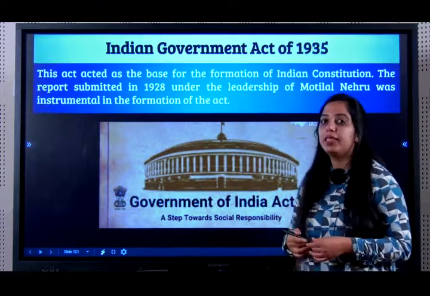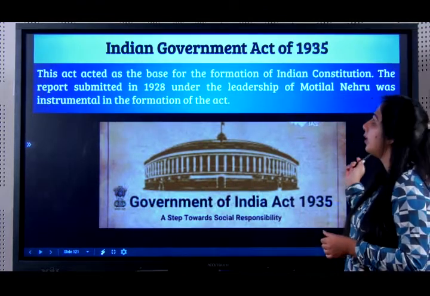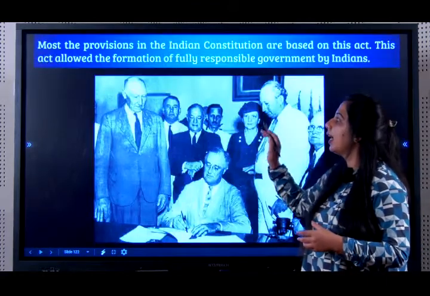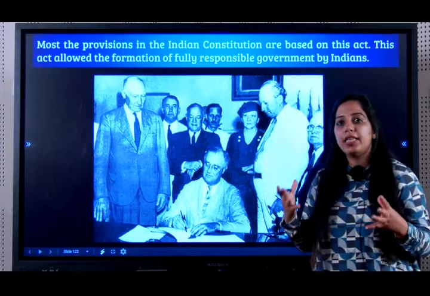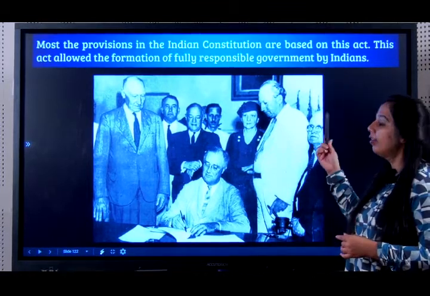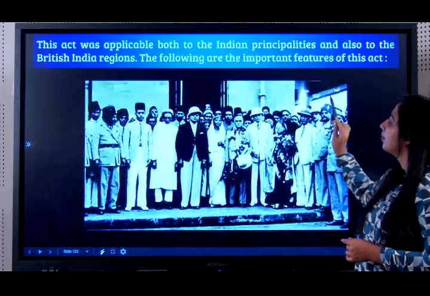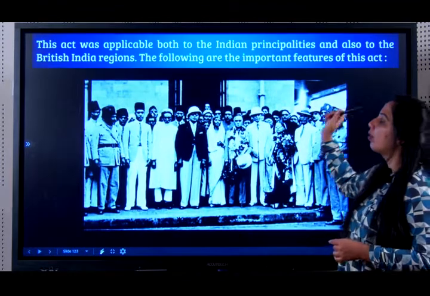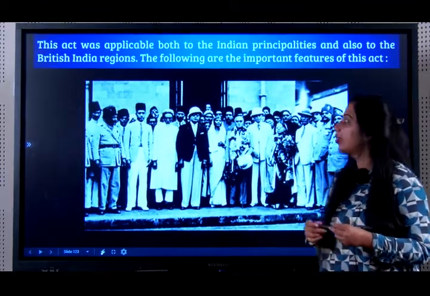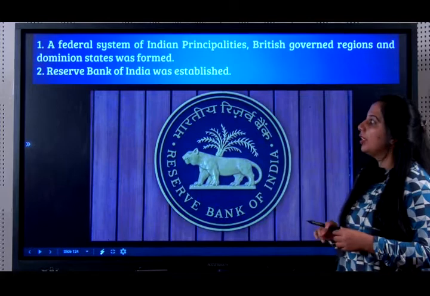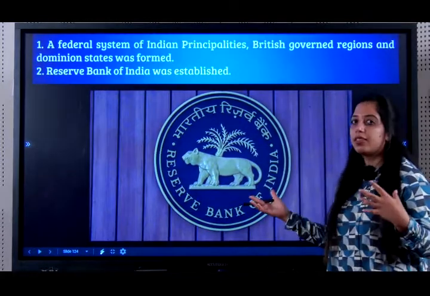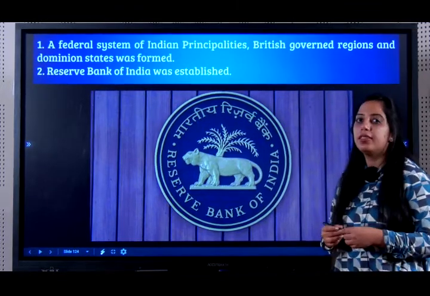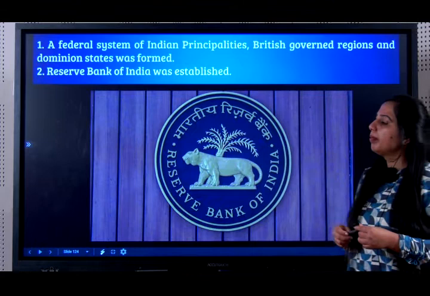The report submitted in 1928 under the leadership of Motilal Nehru was very instrumental in the formation of this act. Most of the provisions of the Indian Constitution are from this act. This act was applicable both to the Indian Principalities and also to the British India region. Let's look at the important features. It established a federal system of Indian Principalities, British governed regions and Dominion states. What do we mean by Indian Principalities?